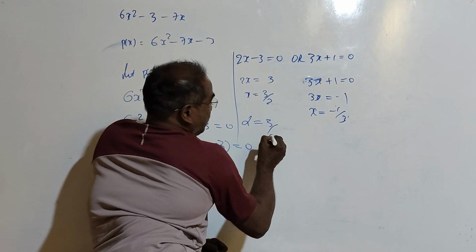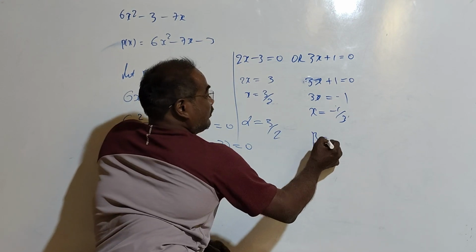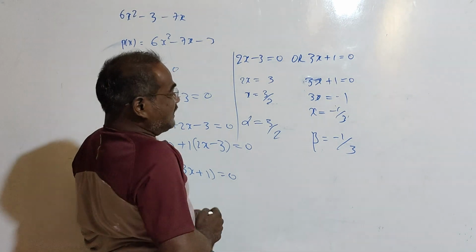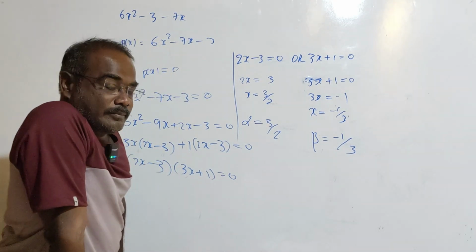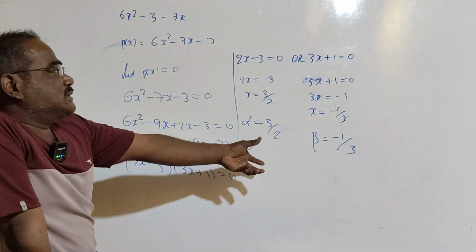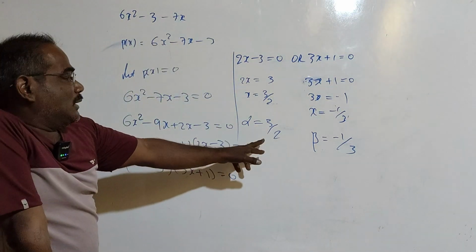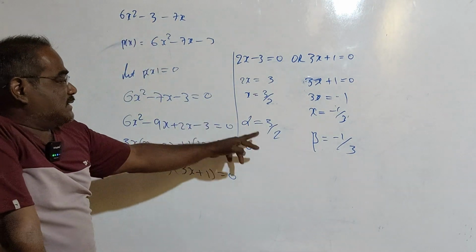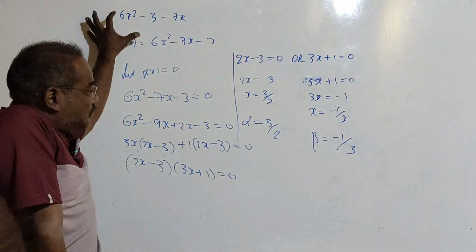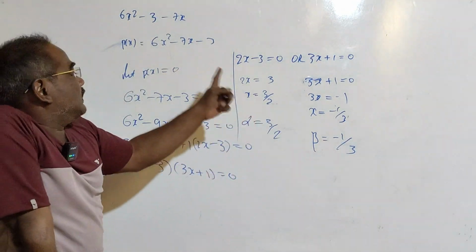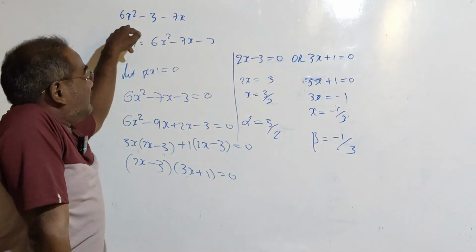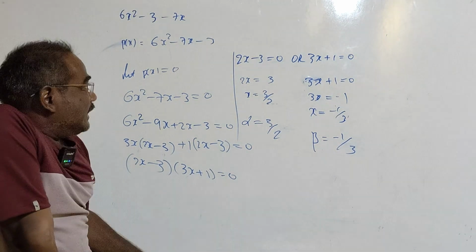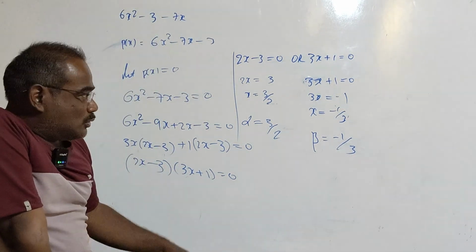Alpha is 3 by 2, beta is minus 1 by 3. These are the roots or zeros of the given polynomial. If you place 3 by 2 wherever x is there, it will become 0. Or else if you place minus 1 by 3 wherever x is, again you will get 0. This expression becomes 0.